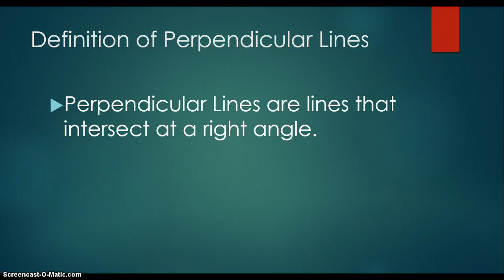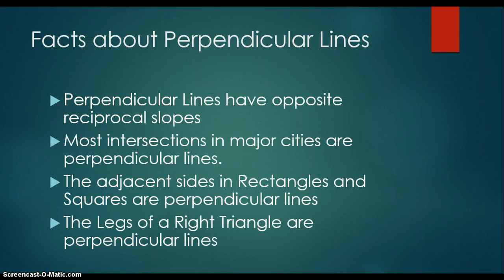So now we're going to move on to the definition of perpendicular lines. Well, perpendicular lines are lines that intersect at a right angle. Facts about perpendicular lines. Perpendicular lines have opposite reciprocal slopes, hence why we talked about opposite reciprocal slopes first.